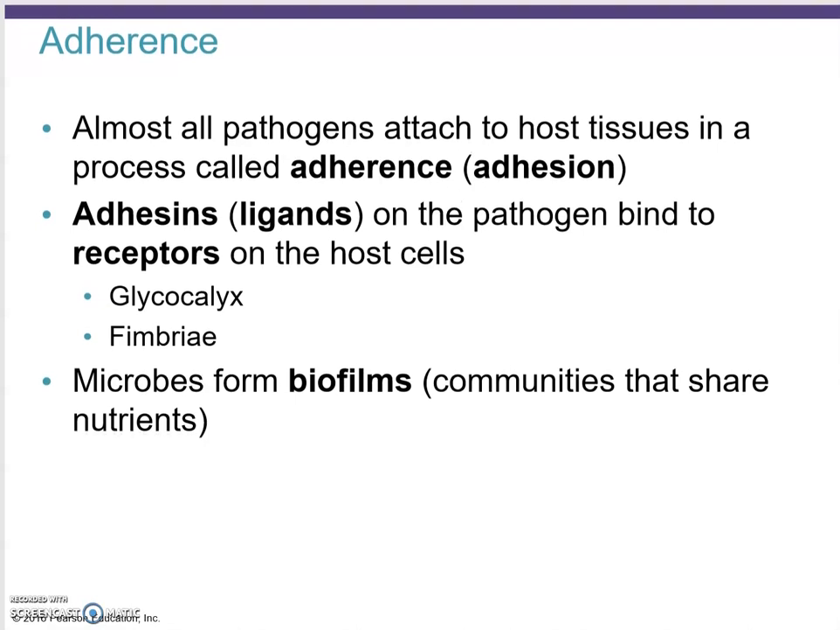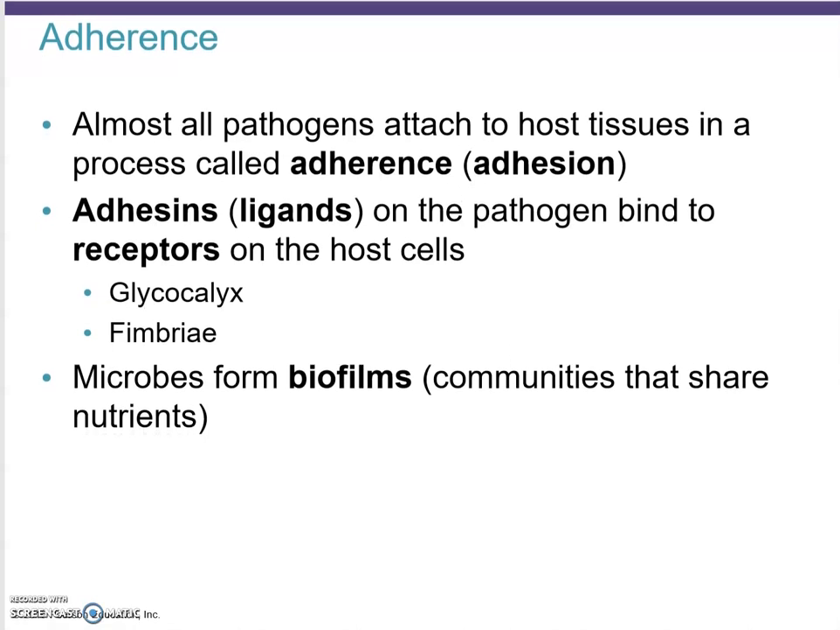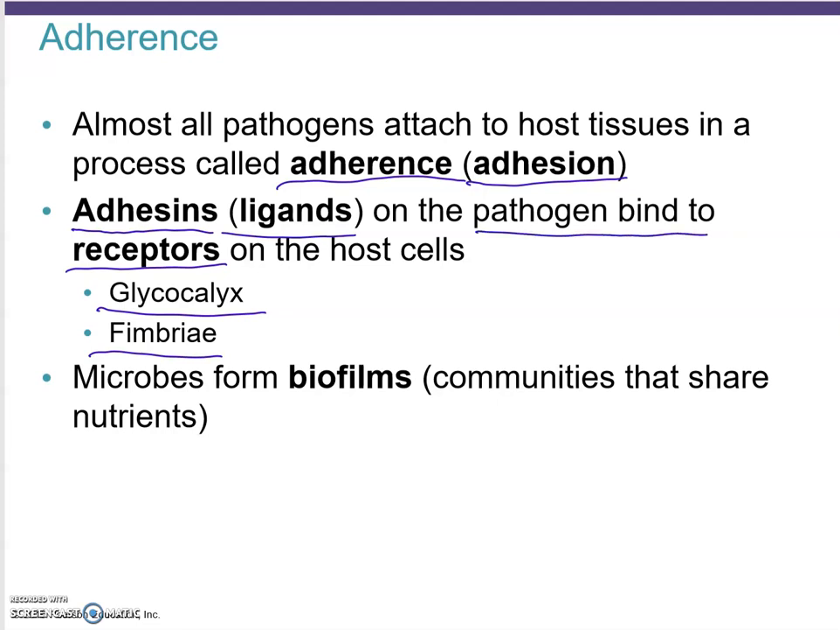So let's take a look at the adherence. So that means how do pathogens attach to host tissues. And so they need to find a way to attach to your cells before they can cause problems. In the process of adherence or adhesion, that's what we're going to take a look at. So basically, what kind of structure allows a pathogen to attach to your cells. So adhesins, those are the structures, or also sometimes called ligands, on the pathogen. They bind to receptors on the host cells.